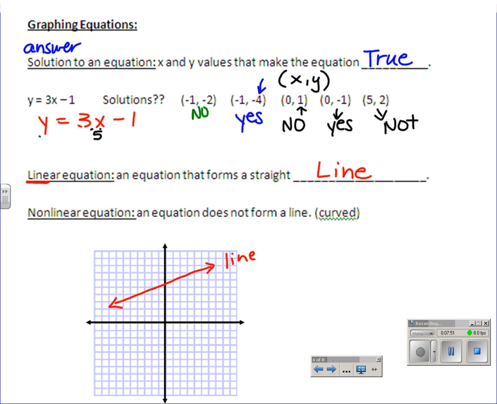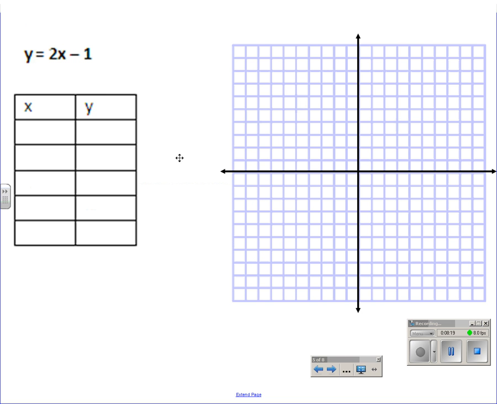I'm going to label that right on my graph. This would also be linear. It's forming a straight line. All right, a nonlinear equation, well, non means not, so it would not make a line. So this would be a nonlinear equation, a curve. This would be a nonlinear equation. I'm going to label that on my graph as well. So we're going to graph one linear equation and one nonlinear equation and see what they look like. So let's take a look at our first one.